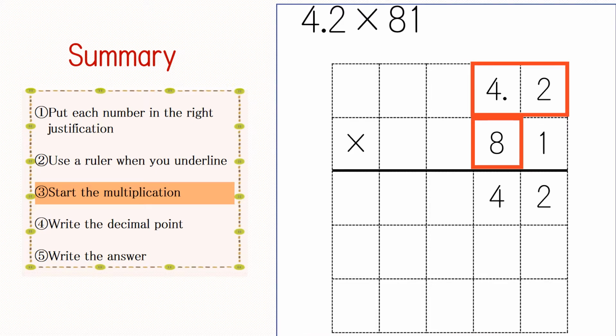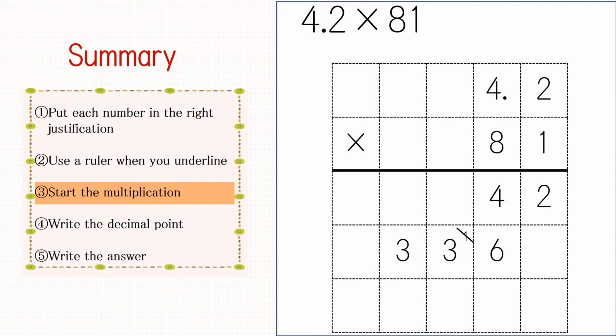Next, 8 times 2 equals 16. Write small 1 and 6 like this. 8 times 4 equals 32. Write a diagonal line on 1, and write 3 in the fourth grid from right, and 3 in the third grid from right.